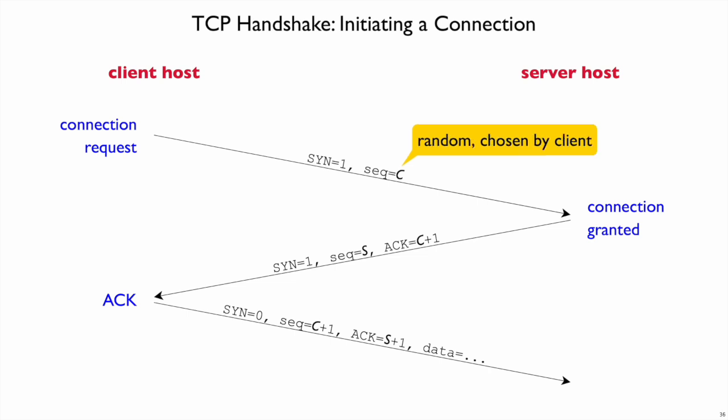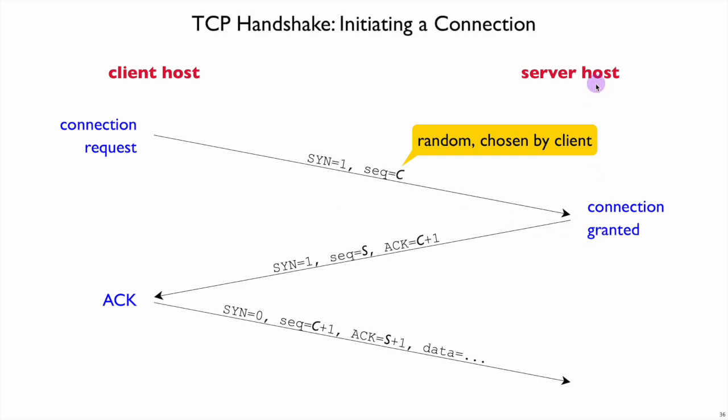Also, you would think that the sequence number should be 0 here because the client hasn't sent any data. But actually, the client picks a random number C to use as a starting point instead. And the reason for this is that it provides a small bit of security. It makes it slightly harder for some other actor on the network to send TCP packets that the server misinterprets as being from the actual client.